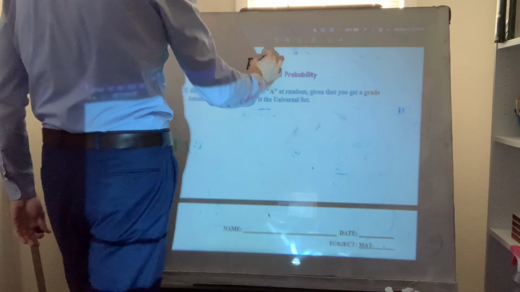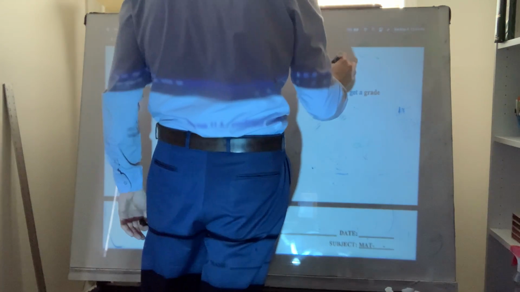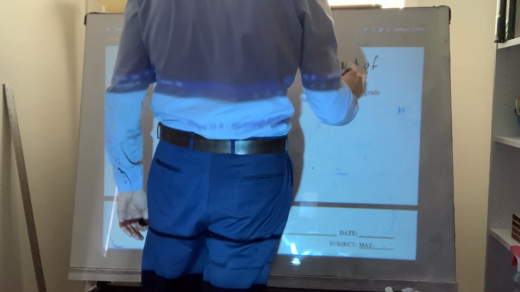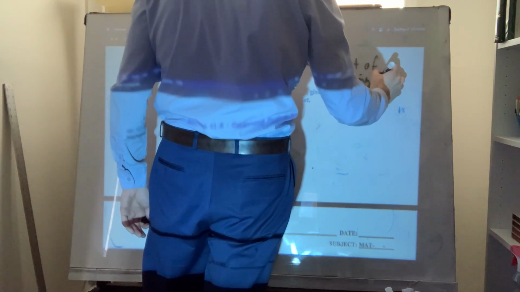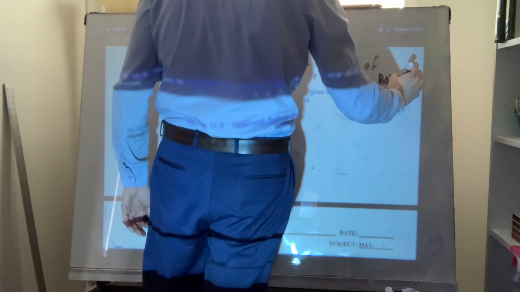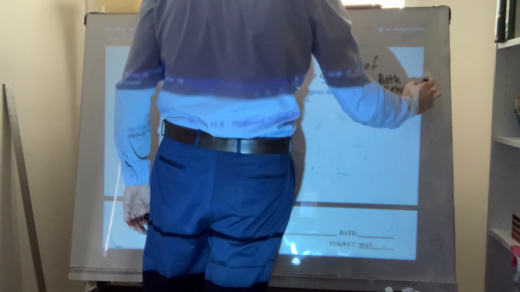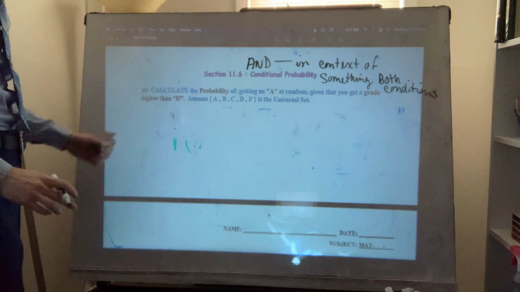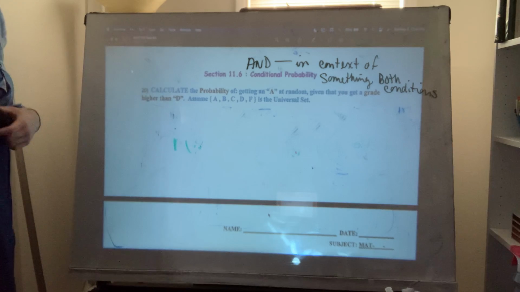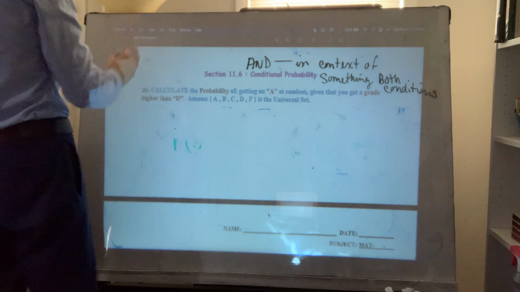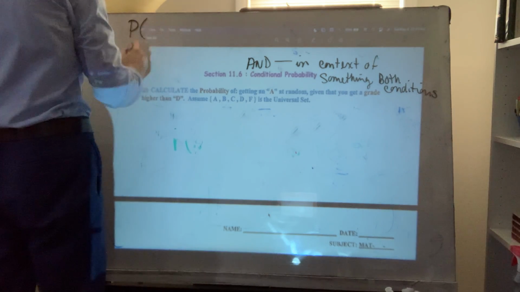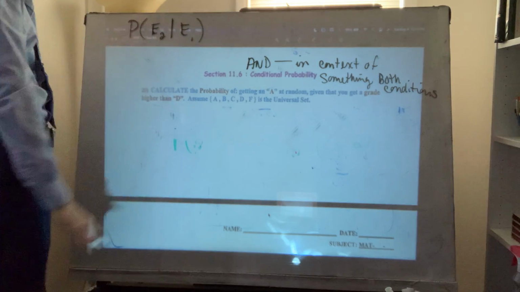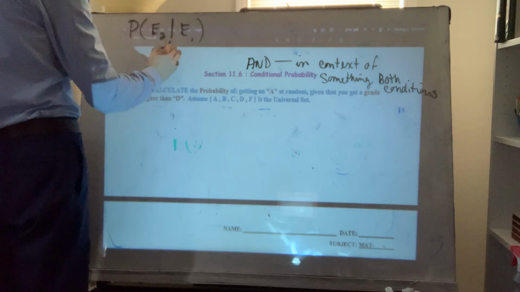This is and, but it's more or less in the context of something, not exclusively, but of two conditions, both conditions, rather than consecutive events. You could probably apply this to consecutive events, but it might be overkill. All right, here's the formula. The probability of event 2 given event 1. This is the shorthand notation. This line, remember, is the phrase given that.